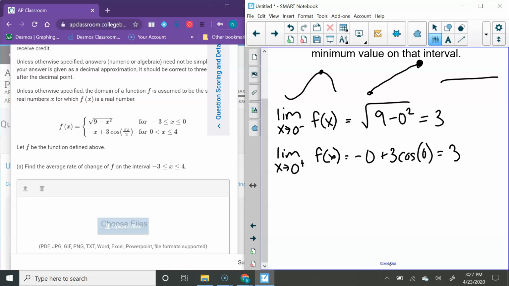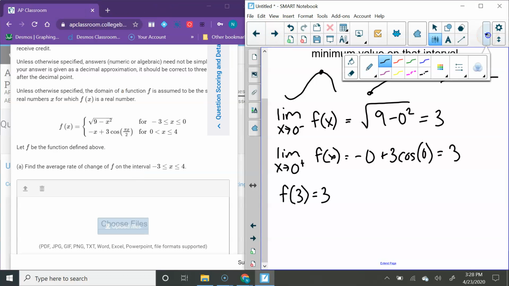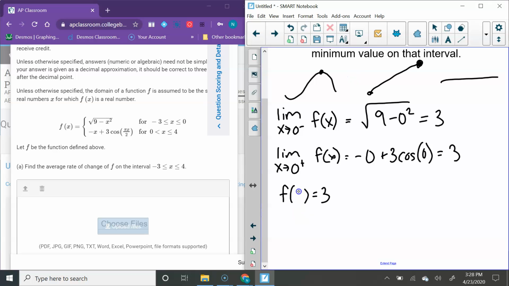There is one other thing that's easy to forget for continuity. You also have to say f of 3 equals 3, which is true, because if I plug in 3 into the appropriate equation, I would plug in 3, I'm sorry, not f of 3. Let me fix that. It's f of 0. Oops, sorry.